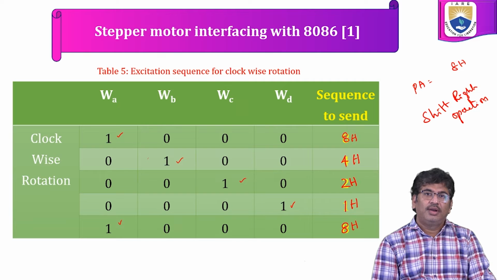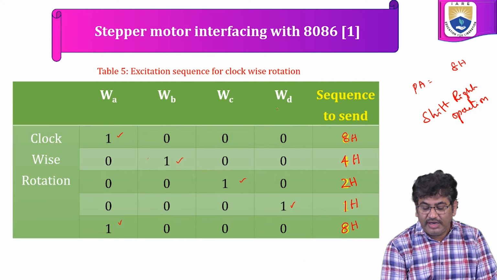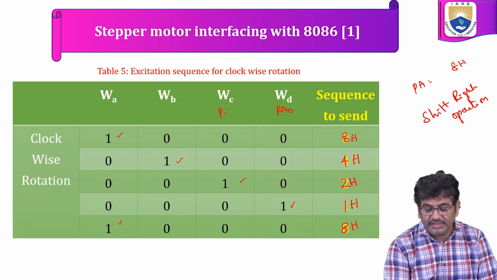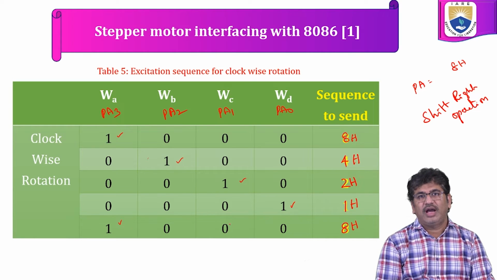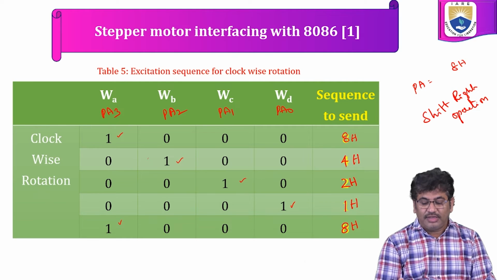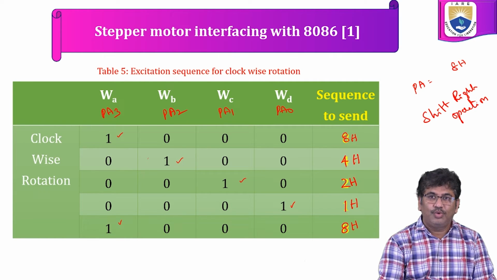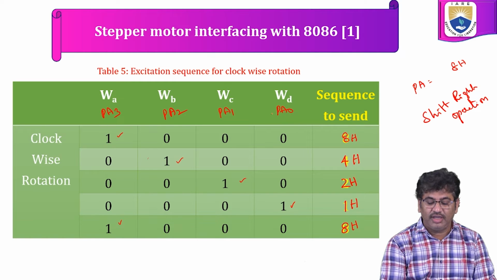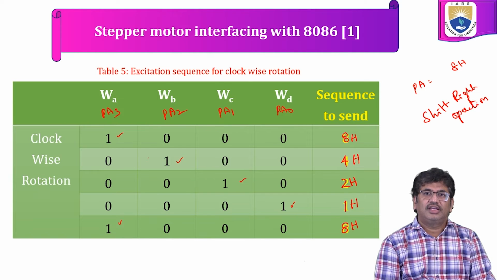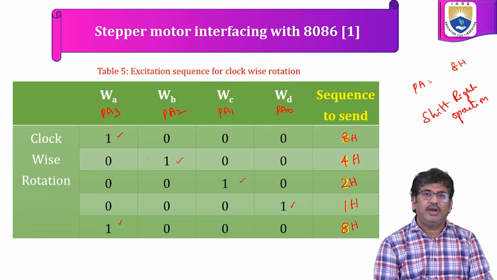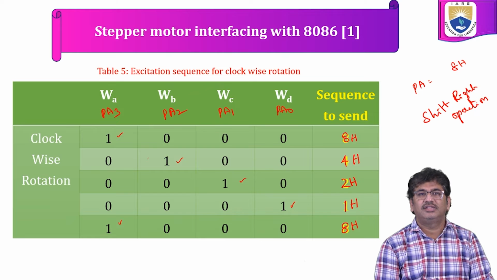Always it depends upon which port we are connecting. Here winding D is connected to port A0, winding C to port A1, winding B to port A2, winding A to port A3. So the port A bits we have to shift towards the right side for clockwise. Suppose you have chosen winding D as port A3 and winding C as port A2, then we have to rotate in the opposite direction. So it always depends upon how the schematic of the circuit you have designed. We have to send the pulses accordingly. Either right shift or left shift will depend upon how we are connecting.